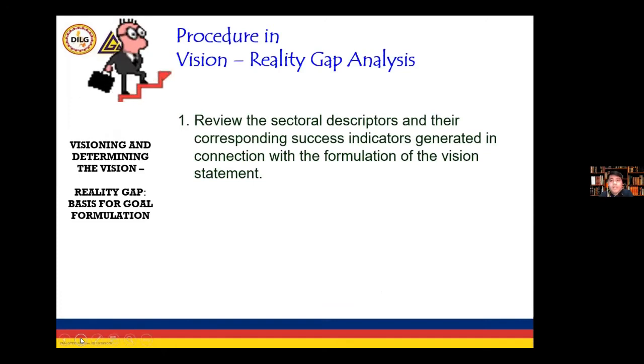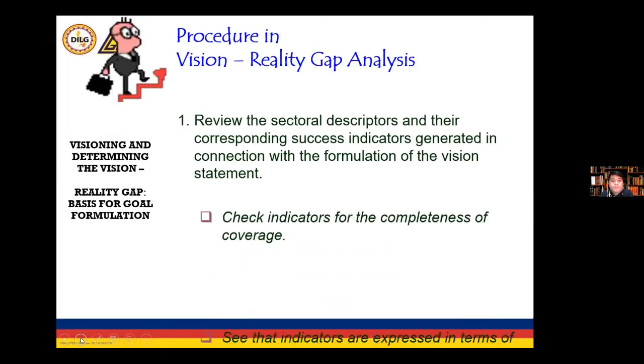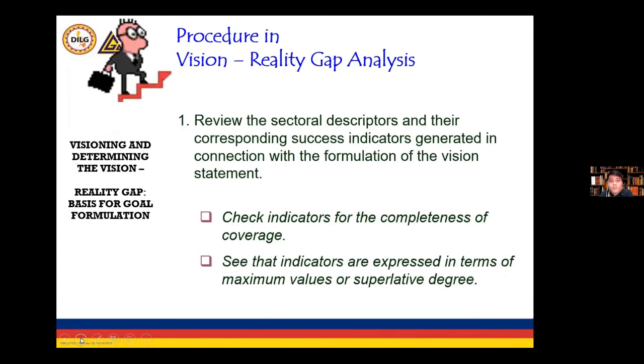So, paano ba natin ginagawa yung VRG analysis? So, okay, una, we review the sectoral descriptors and their corresponding success indicators. Okay? Generated in connection with the formulation of the vision statement. Okay, so check if your indicators are complete. So ideally, dapat merong quantitative at saka qualitative component yung ating mga indicators. So when you say quantitative, dapat merong number component. It could be percentage or number or ratio. Ano? And then, sabi dyan, see that indicators are expressed in terms of maximum values or superlative degree.